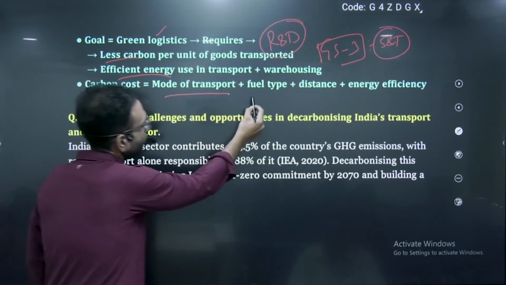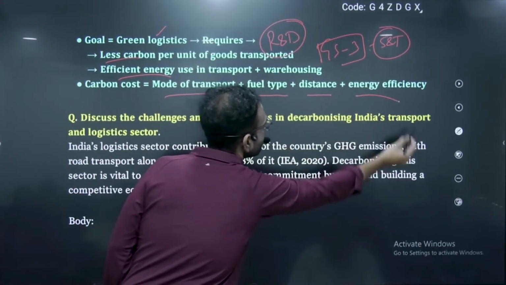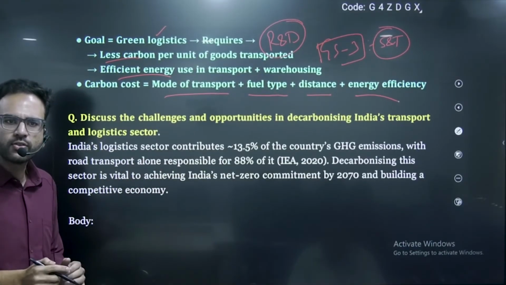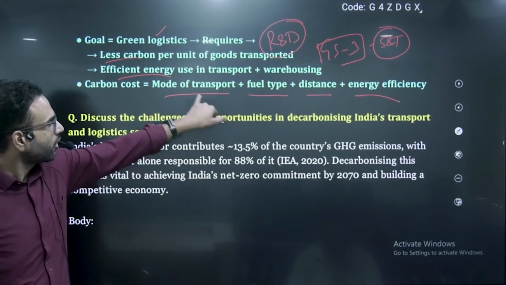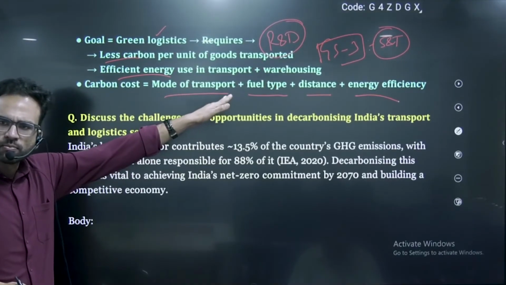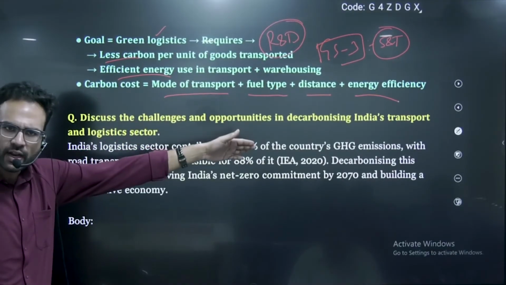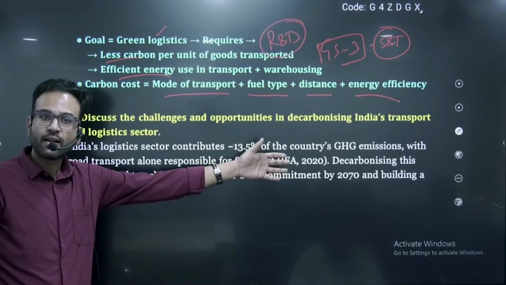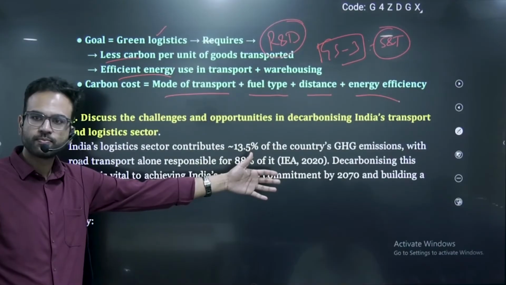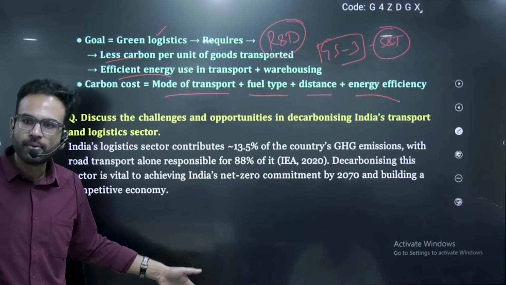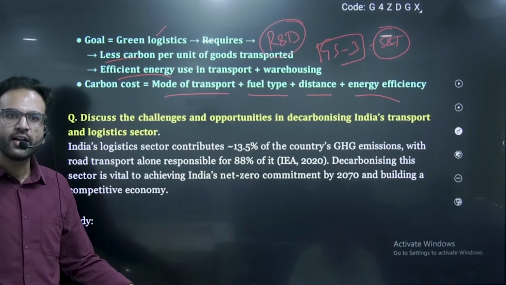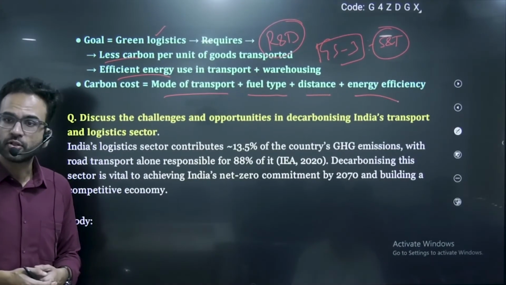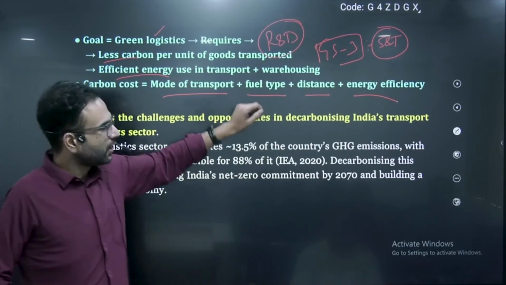Mode of transport, fuel type, distance, energy efficiency. These are the factors through which you will reduce. Where all can you reduce the carbon footprint? These are the mode of transport. Move away from roadways. Use the railways. Use waterways that are much more energy efficient. Instead of bringing 2 trucks, load it in a huge ship and bring it to us. It's much more efficient.